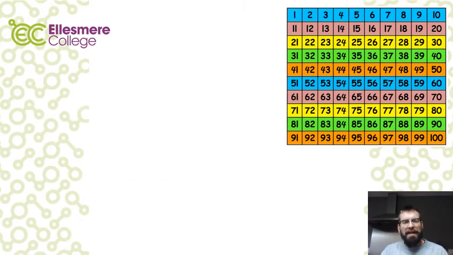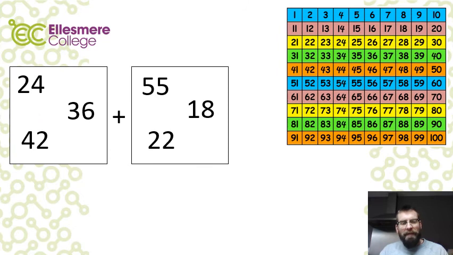On to practice then. So I've put 100 square on the screen here, or you could print one off the internet or even draw your own out if you wanted. There's a selection of numbers here, 24, 36 and 42, and 55, 22 and 18. See if you can combine them into all the addition sums you can find and then solve them using the 100 square. So for example, you'd have 24 add 55, 24 add 18, 24 add 22.